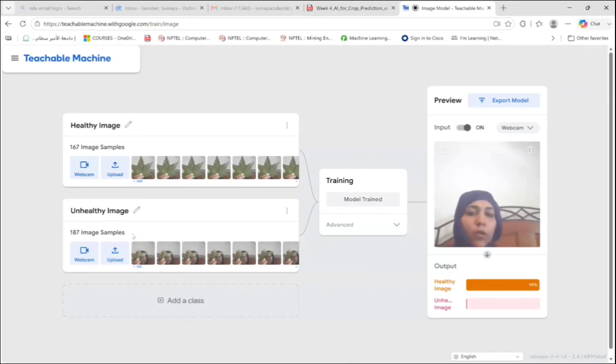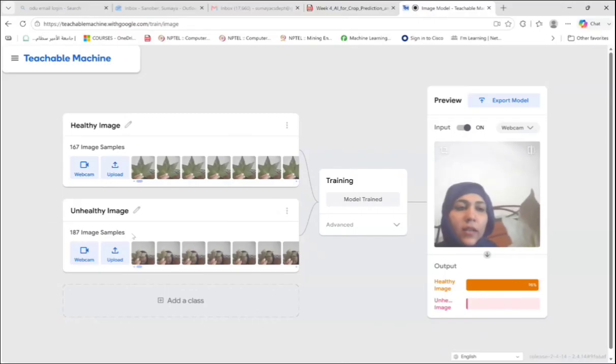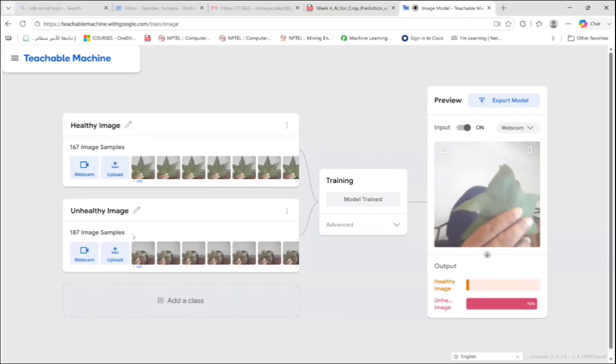Based on this model, if I bring some other leaf, maybe it's not fully gone bad, this is another leaf. Now you see the prediction says the image is about 70% healthy, and the remaining 30 percent is unhealthy. Do you see this? That's how we classify. This is a third image and this is a fourth image. I am classifying these because I trained on the first two. Now I am trying to classify these two.